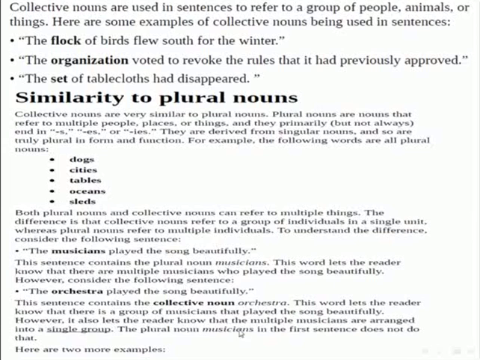The plural noun musicians in the first sentence doesn't do that. It doesn't show that they are in a group, like what we call an orchestra. Right? Here are two more examples to show differences between collective noun and plural noun.